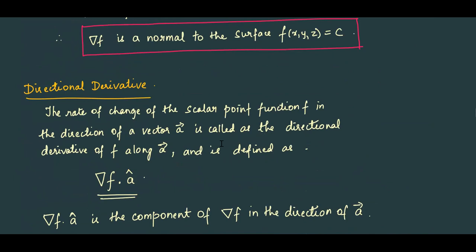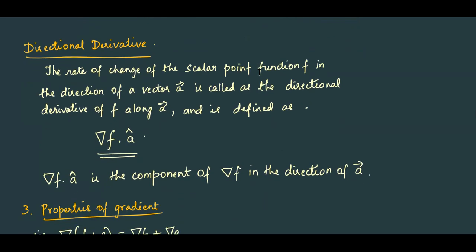Next, directional derivative. Directional derivative is the rate of change of a scalar point function in the direction of a vector A. So if we want a directional derivative along a certain vector, it is grad f dot a cap. So the directional derivative is the gradient vector along a certain direction, grad f dot a cap.